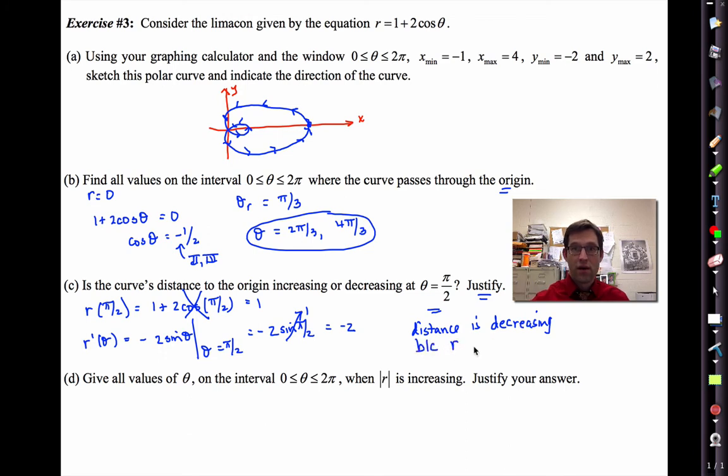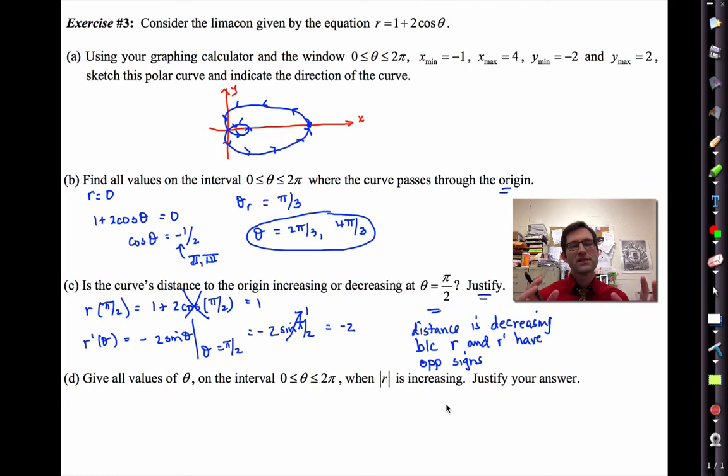Because r and r prime have opposite signs. Letter D is probably the hardest of them all. It says, give all values of theta on the interval 0 to 2 pi where the radius is increasing in length, where the absolute value of r is increasing, where the distance is increasing.